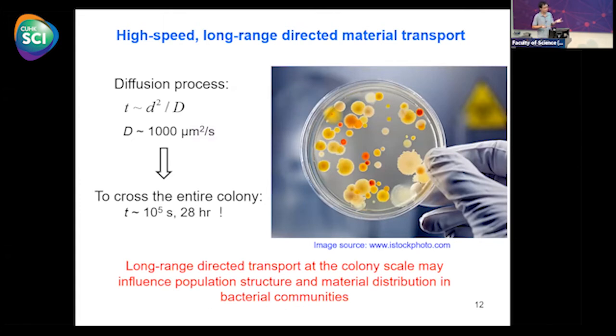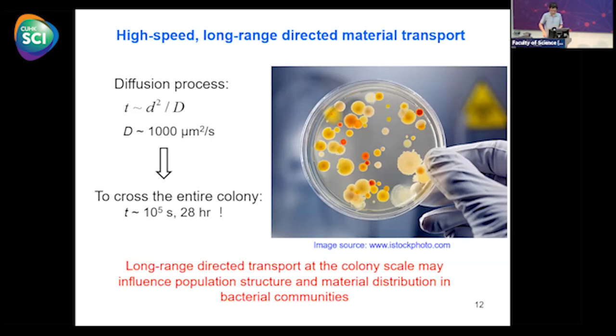Consider a bacterial colony that's 1 centimeter in diameter. If at one point the colony produces some chemicals or signals, these chemicals or signals would take 28 hours to travel across to the other side. But with this highway of material transport made possible by the self-organization of swimmers, this process can be done within several minutes.